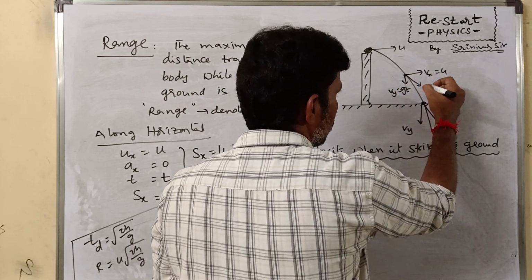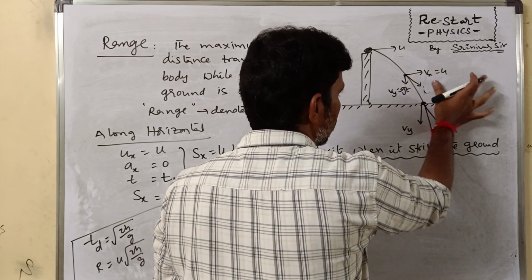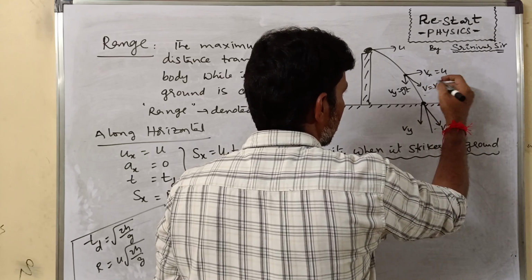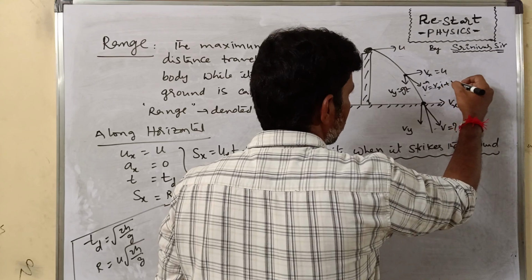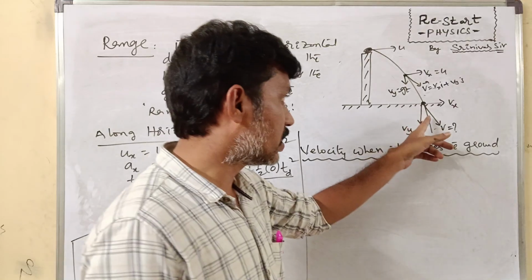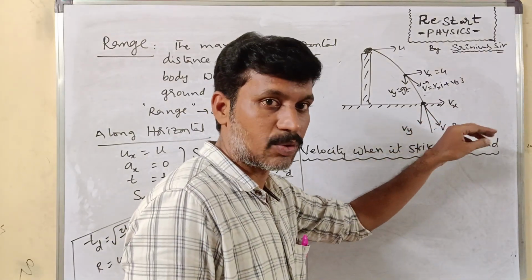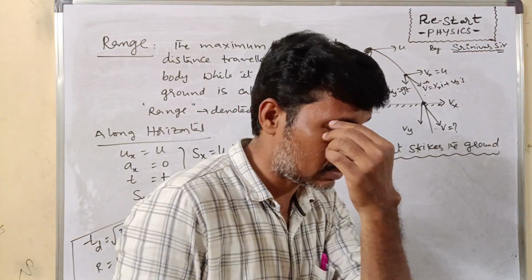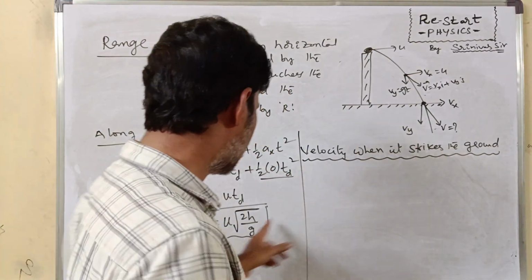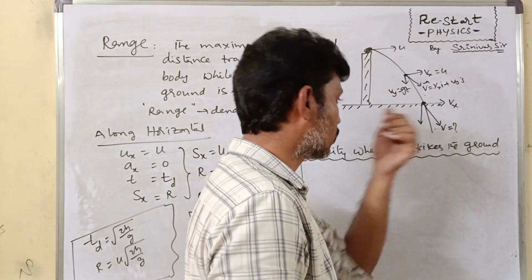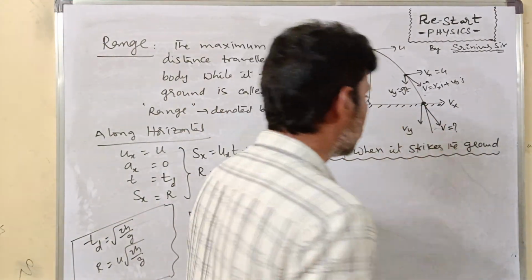And here V is equal to Vx i cap plus Vy j cap. We already found this at any time. But at this point we have to consider the total time of journey, that means the time of descent. Am I right? So at this point they are asking what is the final velocity when it reaches the ground.